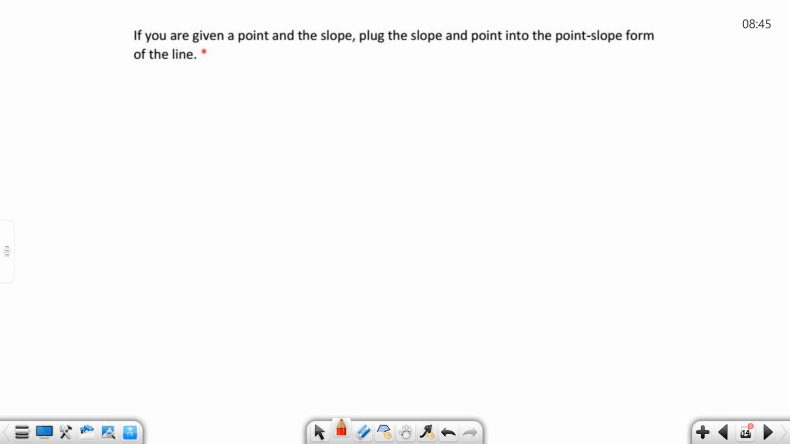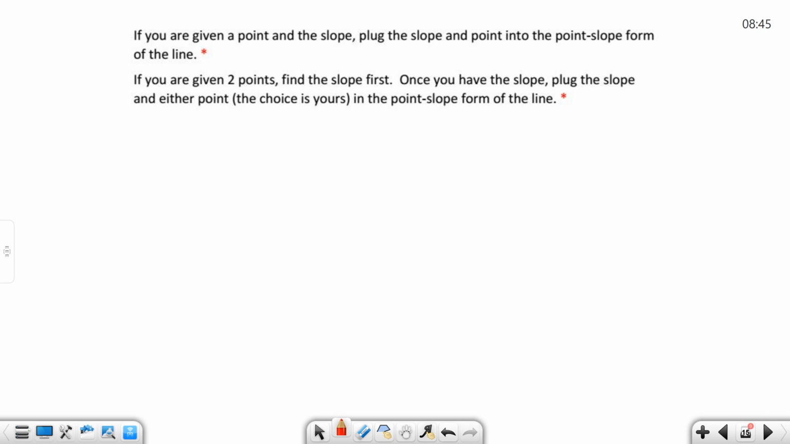If you're given a point and the slope, this is going to be deep, y'all, use the point slope form of a line. I know that's deep. If you're given a point and a slope, plug the slope and the point into the point slope form of a line. All right. If you're given 2 points, what can you always find with 2 points? The slope. Well, find the slope first, and once you have the slope, guess what? Use the point slope form. With which point, do you say? Doesn't matter. You pick whichever point you want. The choice is yours right here. Either point. The choice is yours.